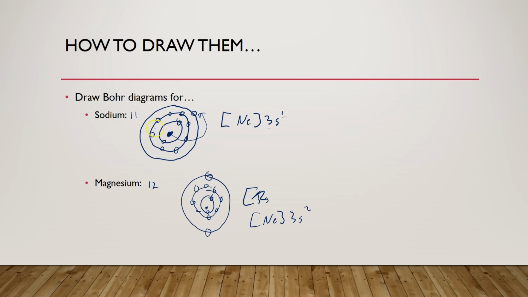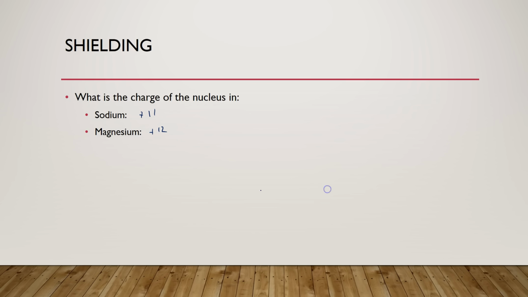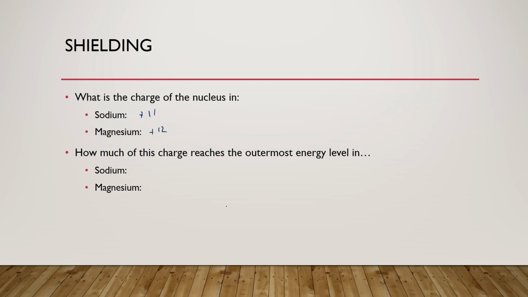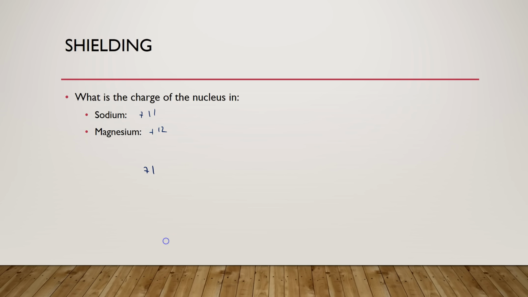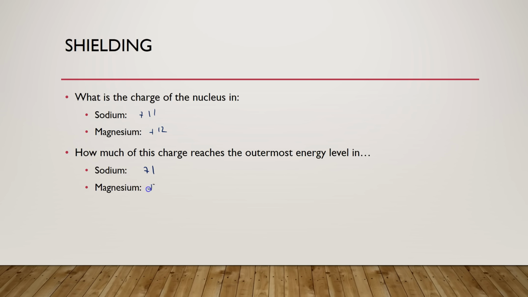Okay? So sodium has a plus 11 charge. It gets blocked by 10 electrons before it gets to the outer electron. So the charge felt, right, the charge that actually reaches the outermost energy level is a plus 1, right? Because 10 electrons on those energy levels block 10 of that charge. So we're left over with plus 1. Now magnesium, likewise, which has a charge of plus 12 at the nucleus, again, 10 of that charge gets blocked by those inner electrons, making only a plus 2 reaching the outer electrons, okay?